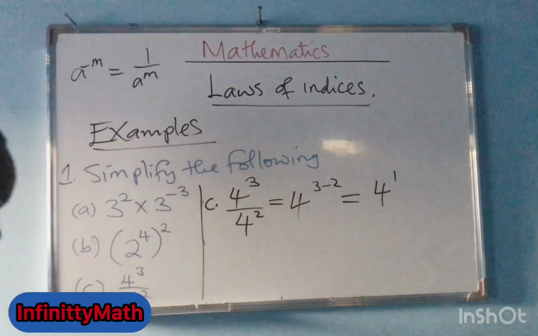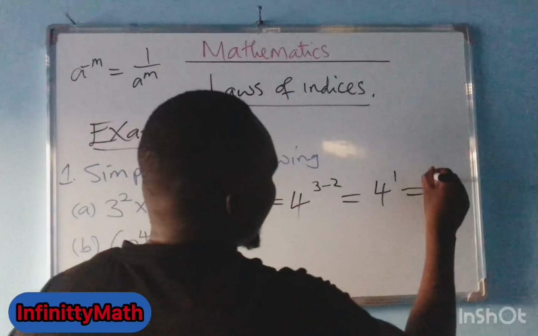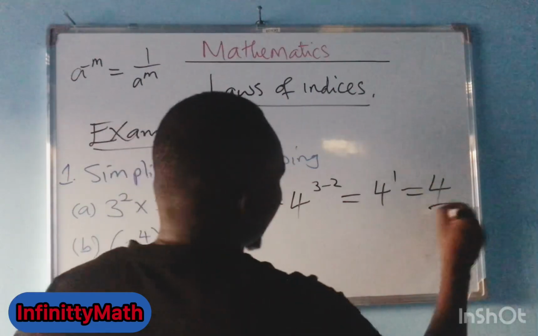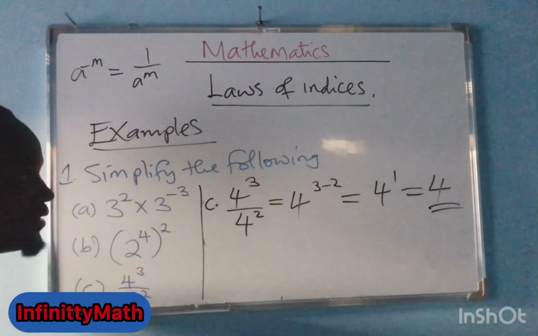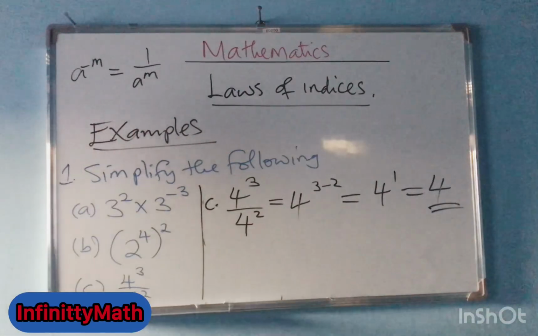But then, what is 4 to the power 1? 4 to the power 1 will just give us 4 as the answer. Any number raised to the power of 1, the answer is the number itself. So that's how you go about solving that one.